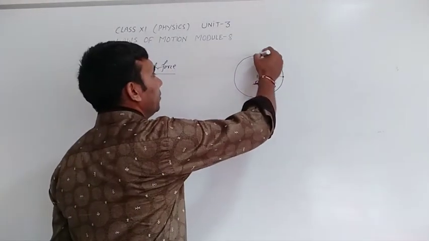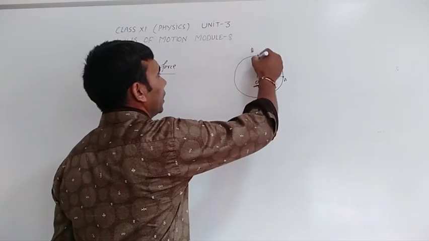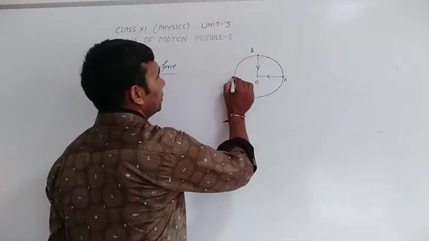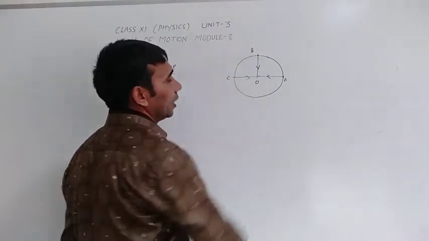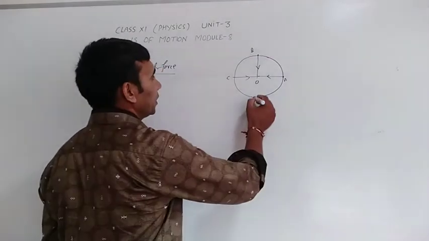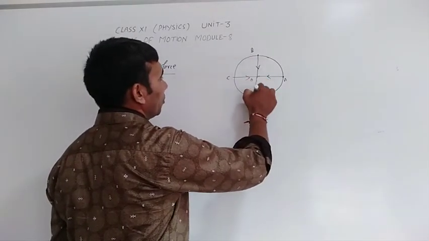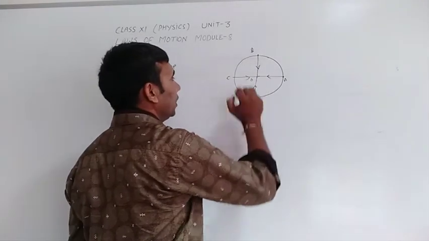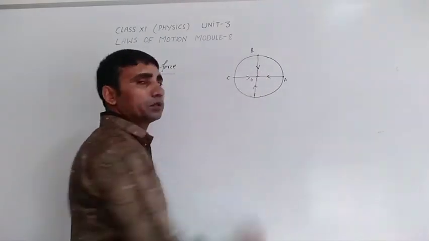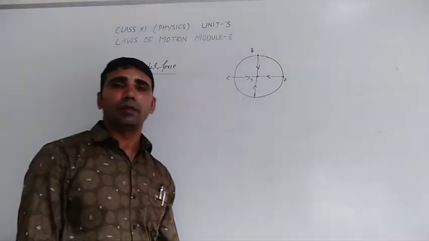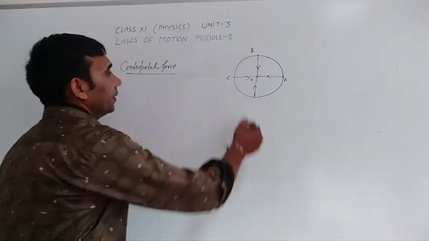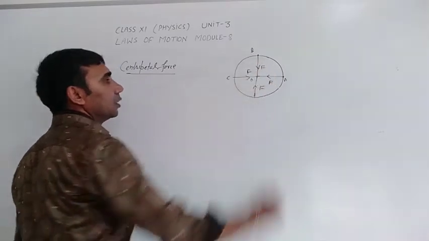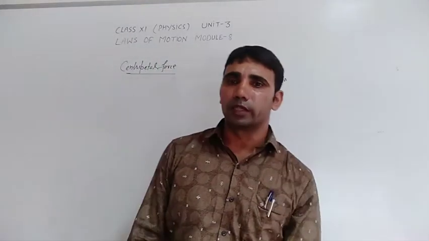If the object is at point B, the force is exerted on the particle along the radius towards the center. If the object is at point C, the force acts like this. If the object is at point D, the force exerted on the body is along the radius towards the center of the circular path, and that is called centripetal force. This is also F, this is also F. The speed of the object remains constant.